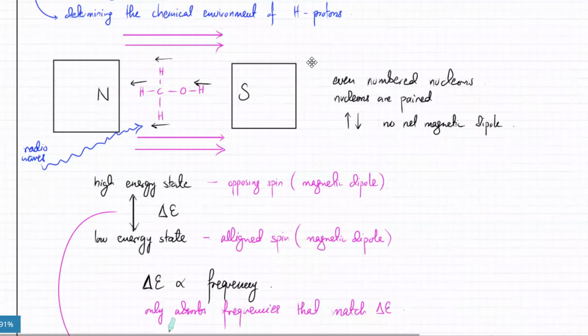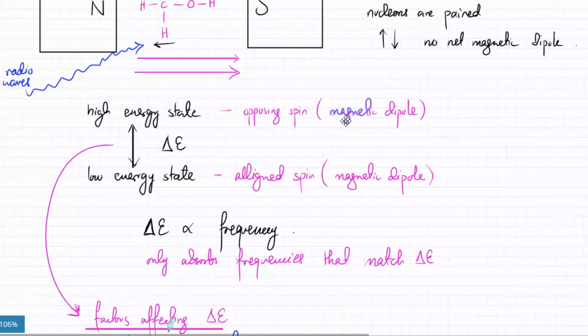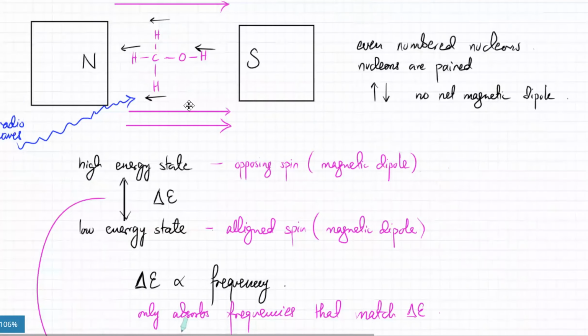Yes, sir. So what does that mean? If it becomes harder to go into opposing spin, that means the energy gap is bigger, right? Yeah. So if delta E is bigger, that means the frequency that is needed to go into opposing spin would also be higher. Is this part clear, that the energy gap would increase if the magnetic field is stronger? Yeah.